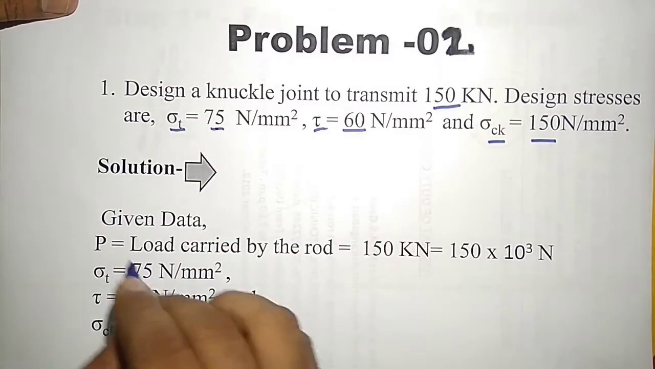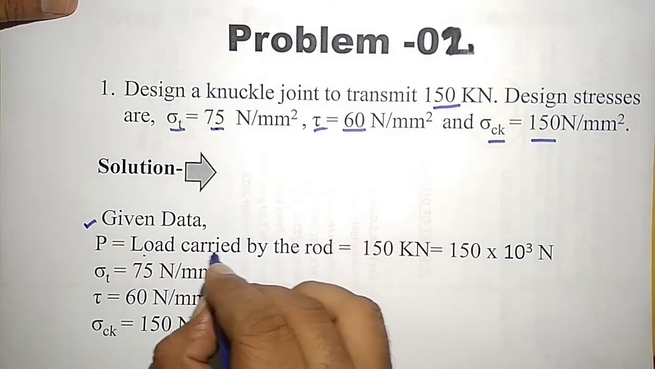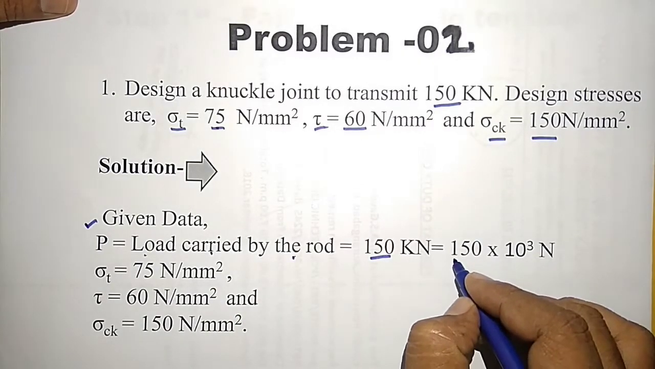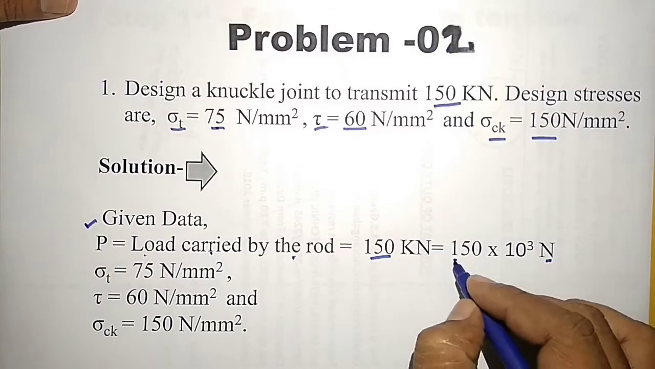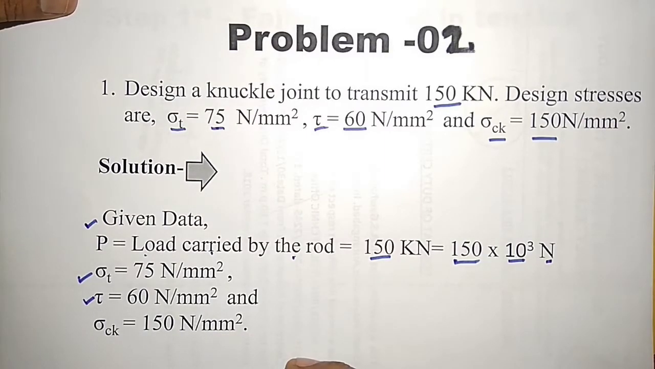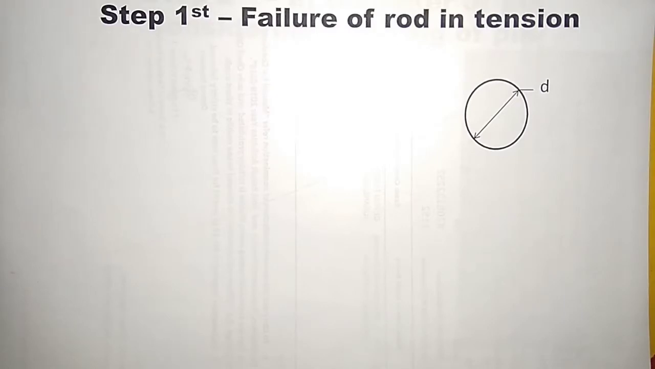First of all, collect the given data. So load carried by the rods is 150 kilonewton, convert it into Newton, 150 into 10 raised to power 3 Newton. Sigma t, the tensile stress, is given, which is 75 Newton per mm square. Shear stress tau is 60 Newton per mm square, and sigma ck is the crushing stress, 150 Newton per mm square. So solve step by step.